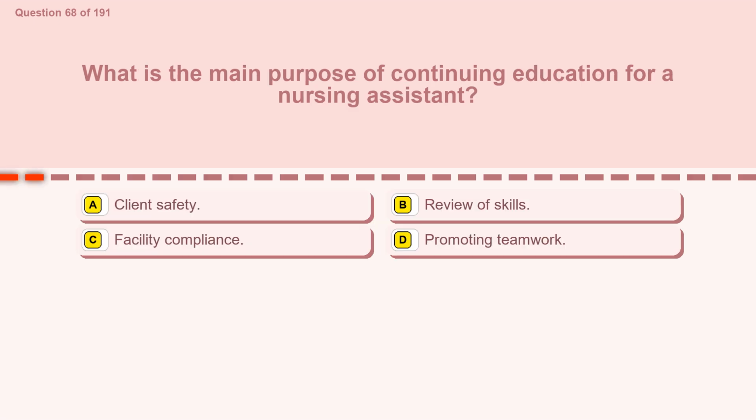Question 68. What is the main purpose of continuing education for a nursing assistant? Option A. Client safety. Option B. Review of skills. Option C. A facility compliance. Option D. Promoting teamwork.